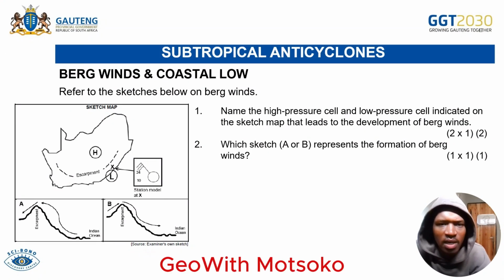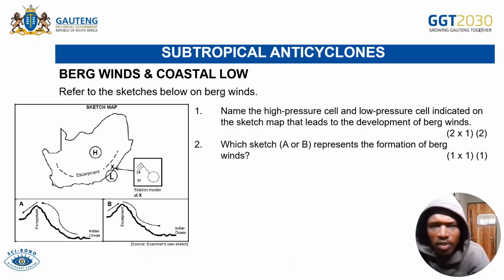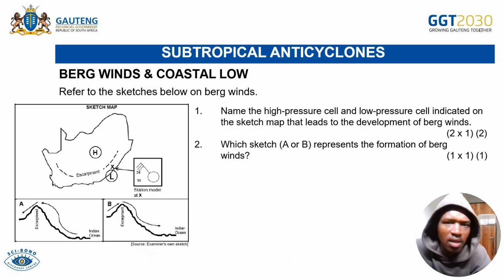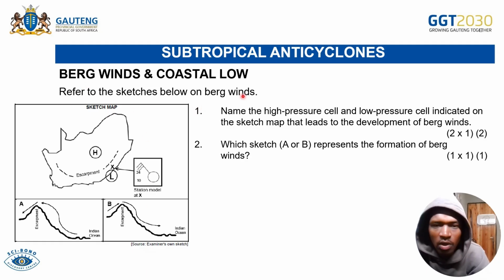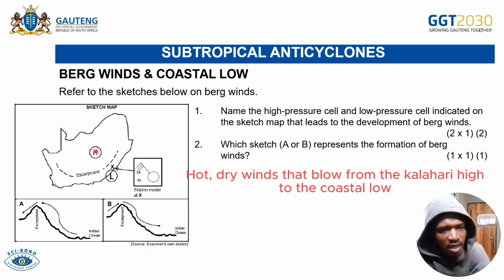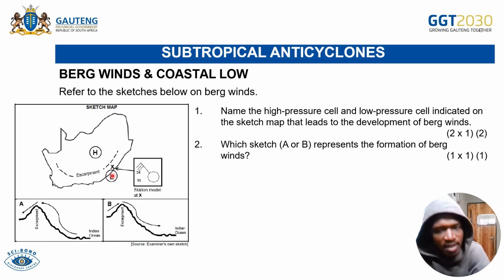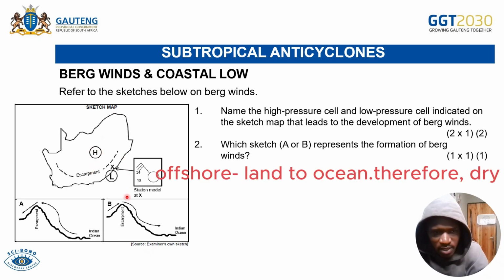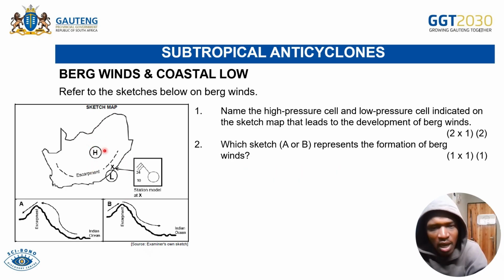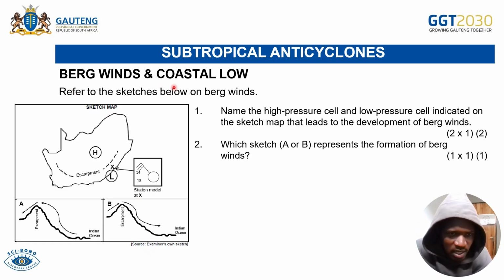In today's video, we are doing a topic on Berg winds and the coastal low. Let's just dive into it. It says refer to the sketch below on Berg winds. Remember, our Berg winds are hot, dry winds which blow from the Kalahari High towards the coastal low. You just need to know that they are offshore winds because they move from the land to the coast. They move from the land, so they are offshore winds. Always refer to the sketch if it's provided.